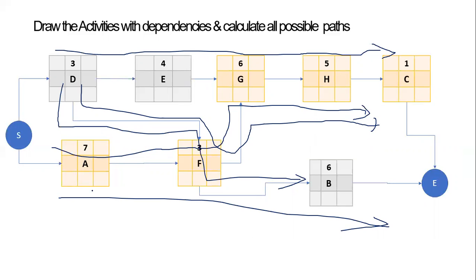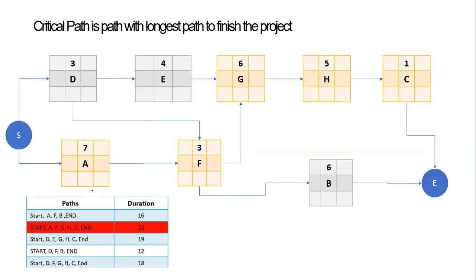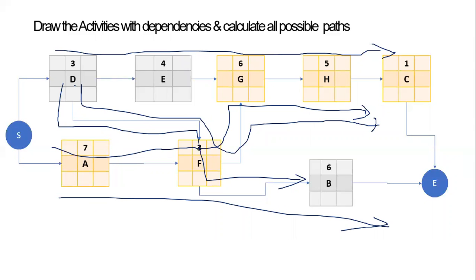Now I have calculated it here right now. So this is how it will look. For all those combinations, you just keep on adding the numbers. So for example, if I go back, this is 7, 7 plus 3 is 10, plus 6 is 16. So for this, it is going to be 16. For D, E, G, H, C, it's 7, 7 plus 6 is 13, plus 5 is 18, this is going to be 19.